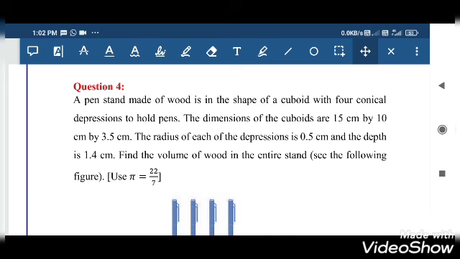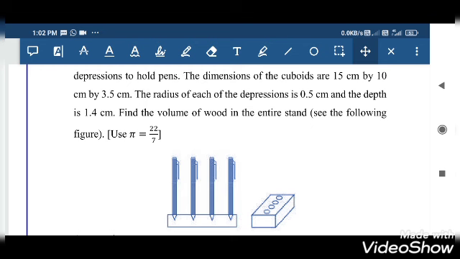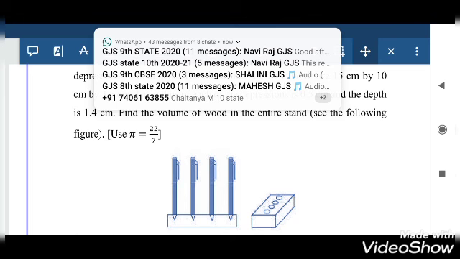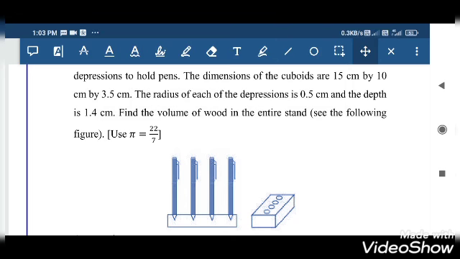So we have to see the given figure in the question. This is the pen stand. In the pen stand we have to fix the pen in the conical part. So one cuboid wooden box we take and we cut out the conical parts because we need to hold the pen in them. So how much wood is there? Find the volume of wood only. We won't ask about surface area or anything else. We need only the volume of wood.